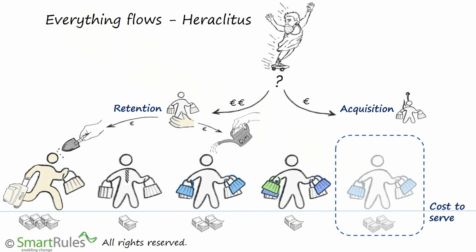Like Heraclitus, the Greek philosopher, once said, everything flows. Money flows, customers flow in and out of the company, customers' transactions flow, marketing actions reach some customers at a cost and cause other flows to happen. If we can attribute a value to each of these, we can model them in a graph or network flow.